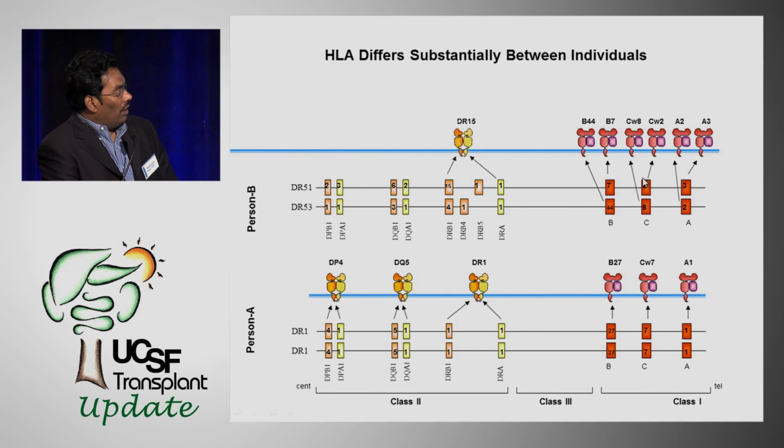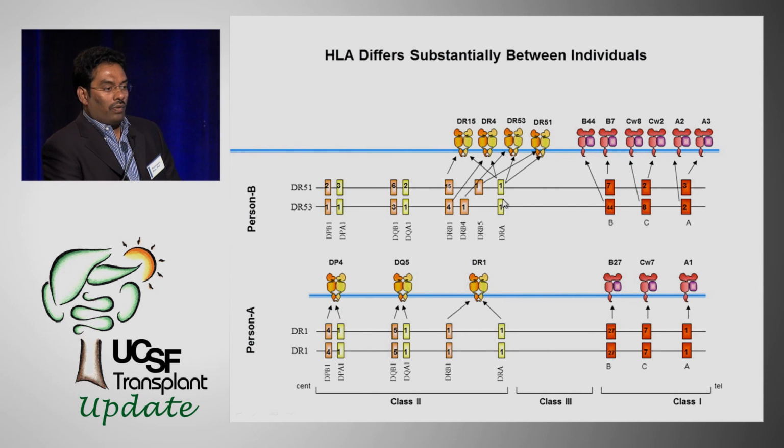And if you look at the DR, the combination of these 2 genes can produce 1 protein. Combination of these 2 genes can produce another protein. And you have here and here 1 protein, another one. So there are 4 possible DR molecules one can express versus just 1 DR in another person. There will be a huge diversity. Some individuals can express only 2 proteins, some individuals 3 proteins, and so on.